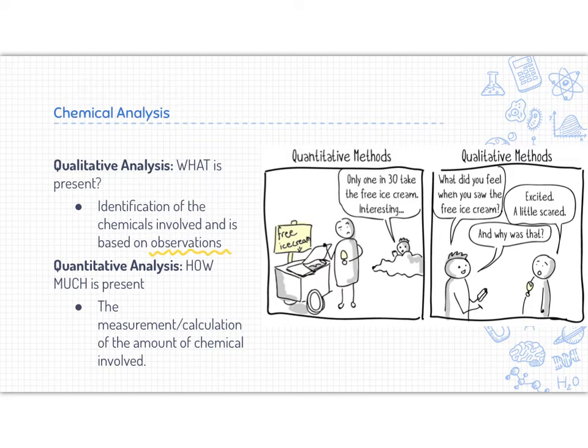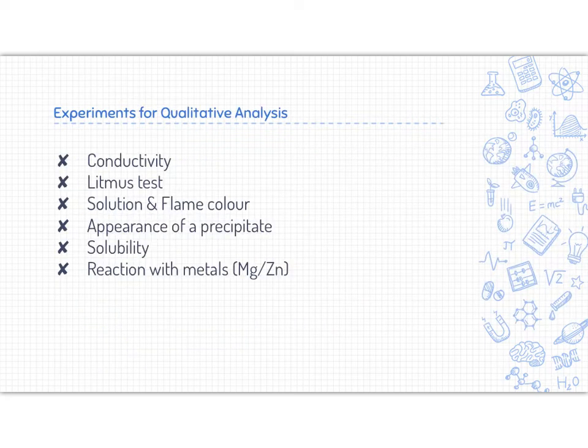Quantitative tells us how much is present. This relies on a measurement or a calculation so that you know the actual amount of something present. So qualitative is based on observations, quantitative is based on measurements. Examples of qualitative analysis that we've actually looked at: conductivity, so ionics and acids conduct, and molecular compounds don't.